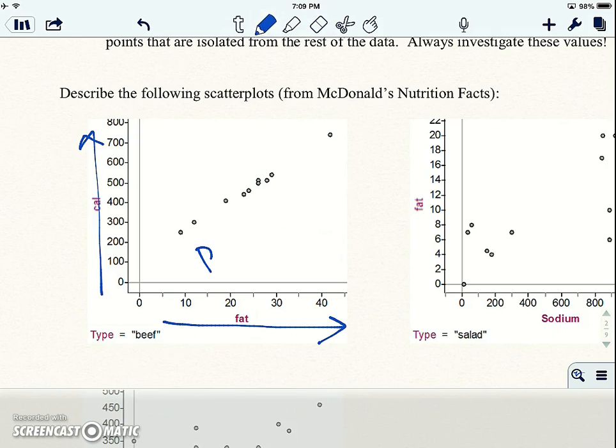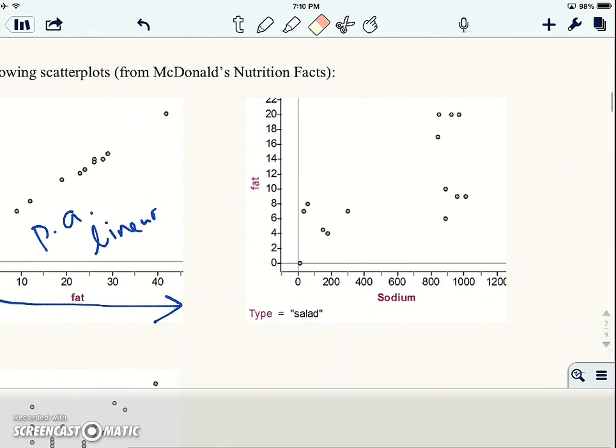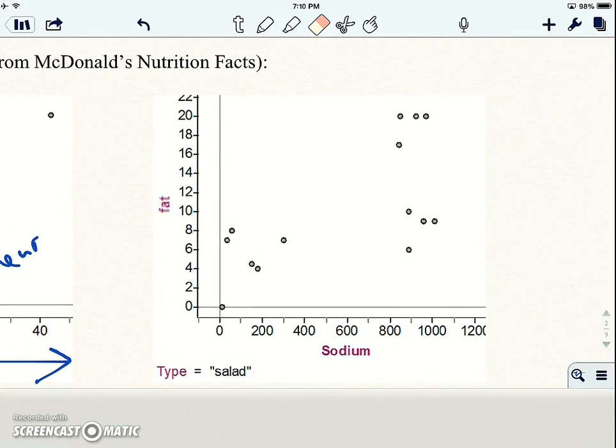I'm just going to say PA, and it's kind of linear. And so actually, we could say positive correlation if it's linear. We'll talk about that later. Okay, this next one, we're looking at sodium in their salads, okay, and the amount of fat.